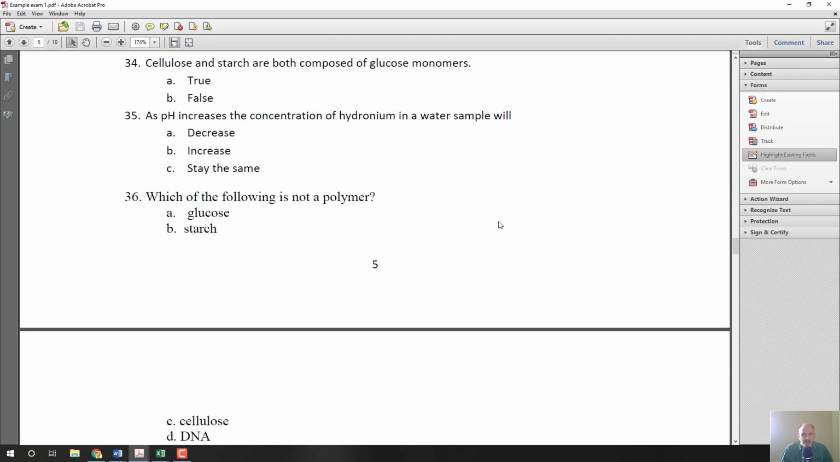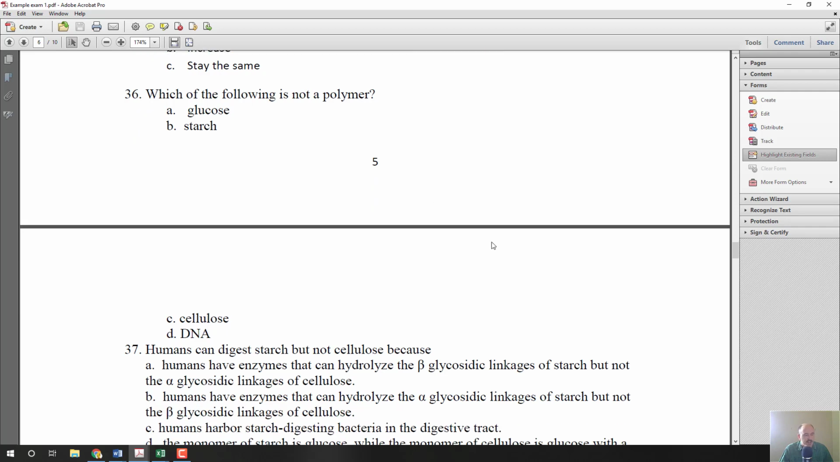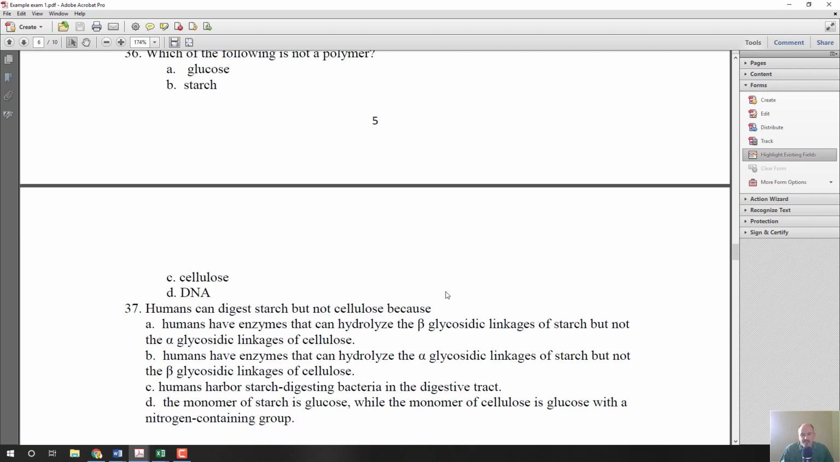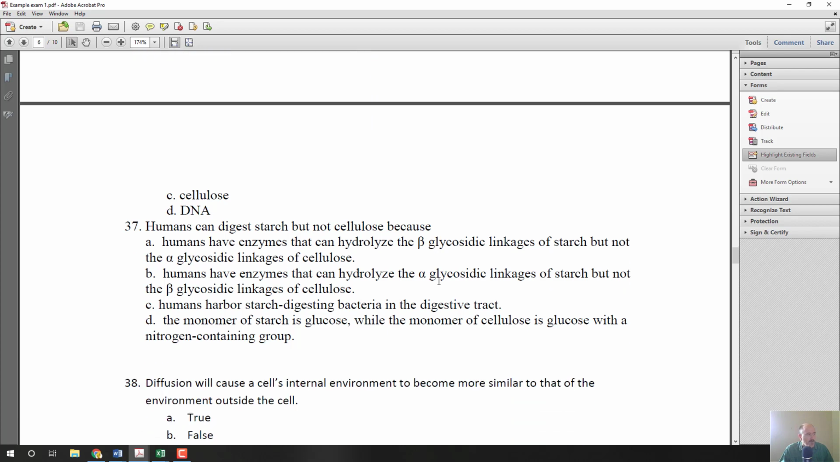Number 36. Which of the following is not a polymer? Glucose, starch, cellulose, or DNA? The answer? A, glucose. Another molecule we talked about, so that's a monosaccharide. It's a monomer of a larger polymer. Another molecule we talked about that is not a polymer are the lipids. Fats. They don't have any kind of real polymer. They're just a lot of carbons and hydrogens stuck together for the most part.